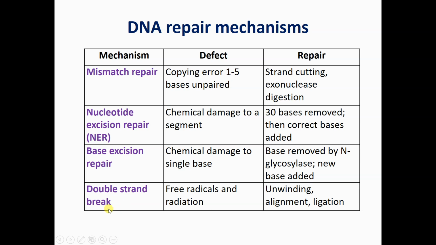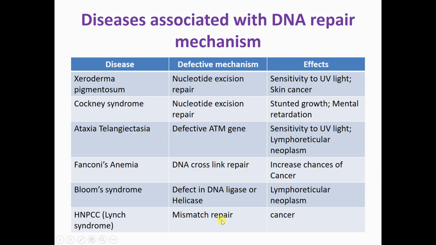Then double strand break occurs due to free radicals or radiation, and it can be repaired by unwinding, alignment and ligation. That is recombination, non-homologous and homologous recombination. That is double strand break repair. But these three are the main important ones: mismatch repair, nucleotide excision repair and base excision repair.